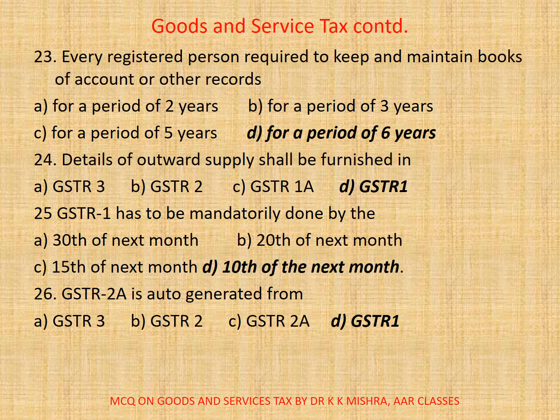26. GSTR 2A is auto generated from A. GSTR 3, B. GSTR 2, C. GSTR 2A, D. GSTR 1. Here correct option is D.